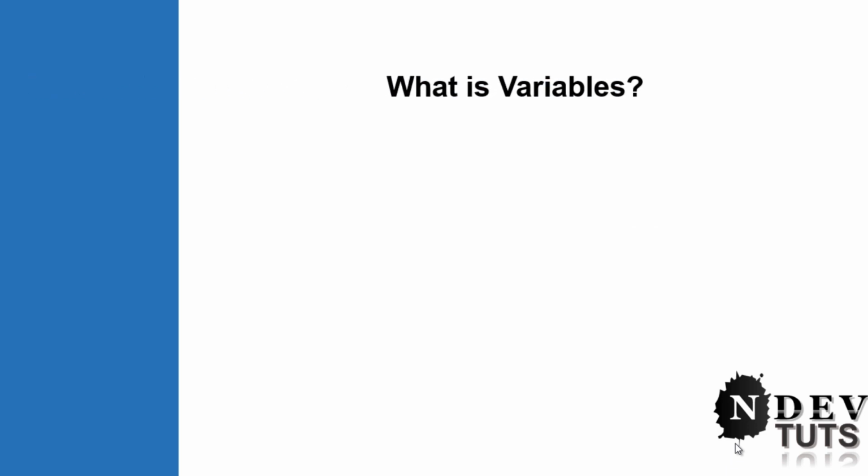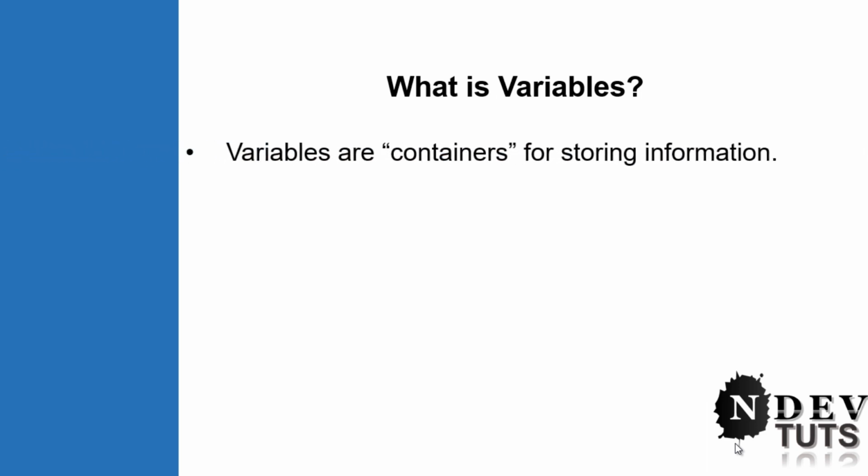Let's talk about what variables are. Variables are containers for storing information. A variable is a symbol or name that stands for a value. It's used to store data like strings of text, numeric values, characters and memory addresses, etc., so that they can be used in any part of the program.